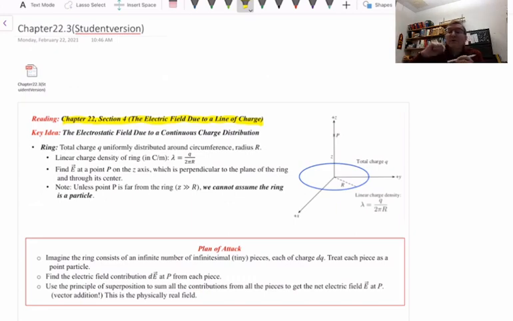You can have curved lines. You could have something shaped like a circle with charge smeared out around the circumference of the circle. We would call that a ring. And in fact, that's the first situation we're going to deal with in this section.